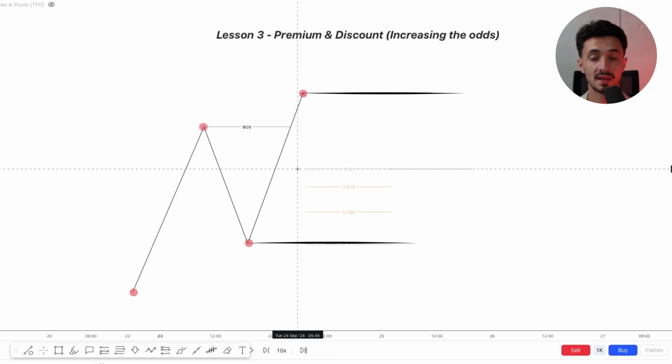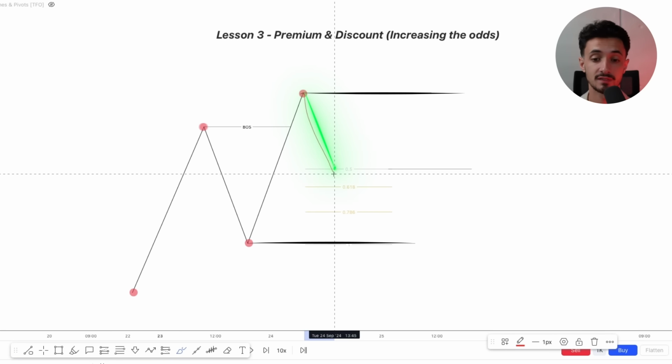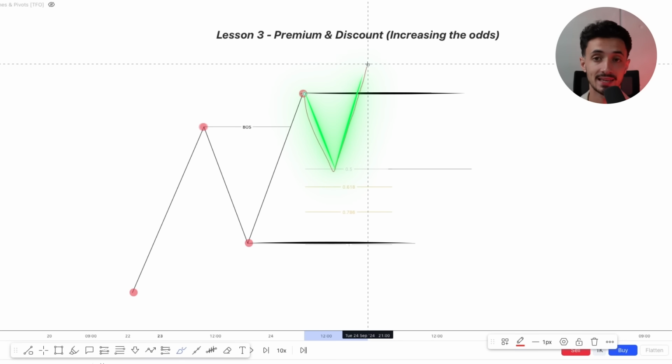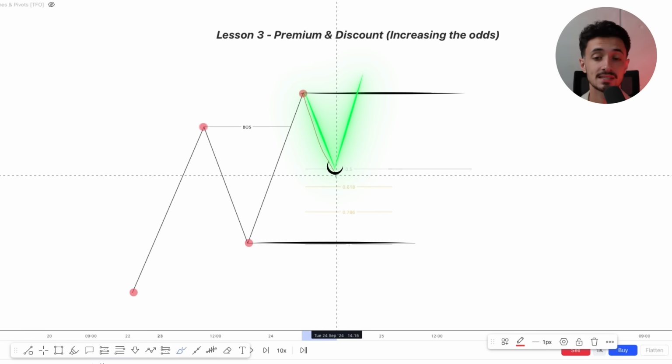We know that with a statistical probability, more times than not, when price breaks structure, it will pull back into at least the 50% and then trade higher again. We know that with statistical probability. The data is there. Go and test it for yourself if you want to. But price after a break of structure will pull back at least into the 0.5.